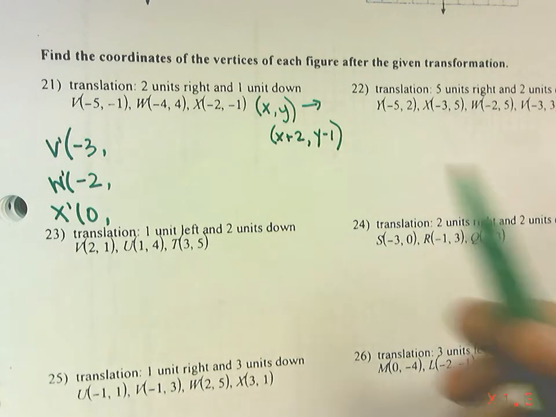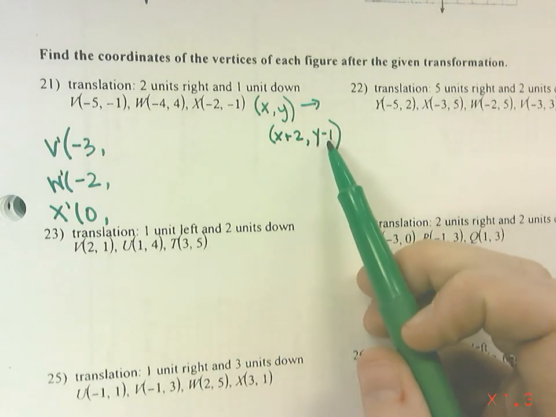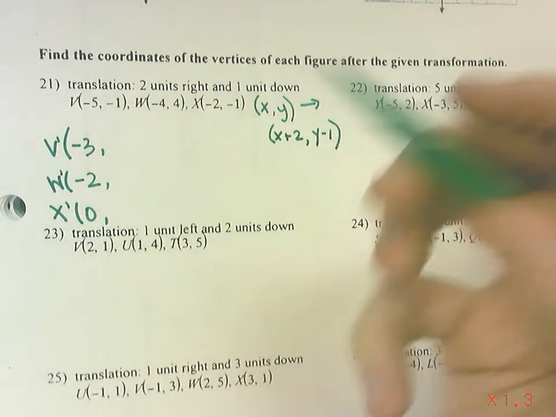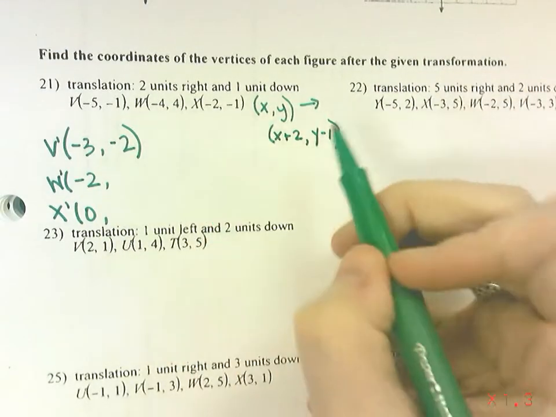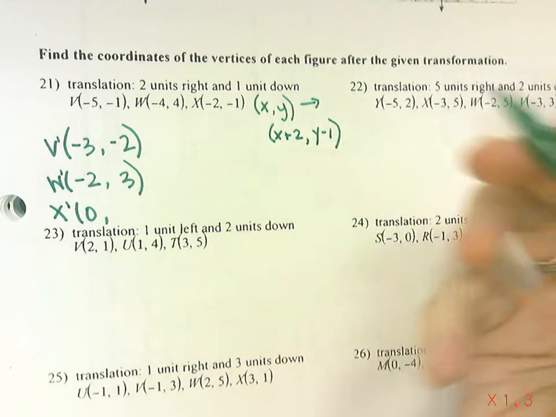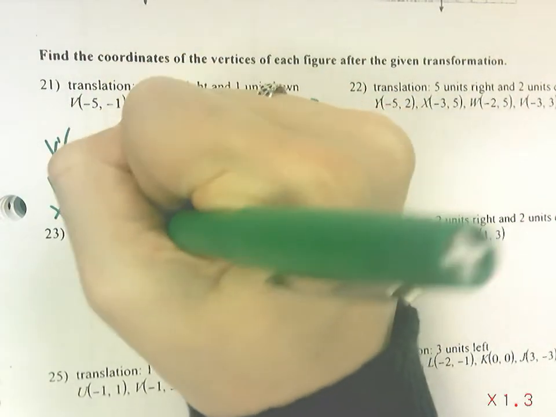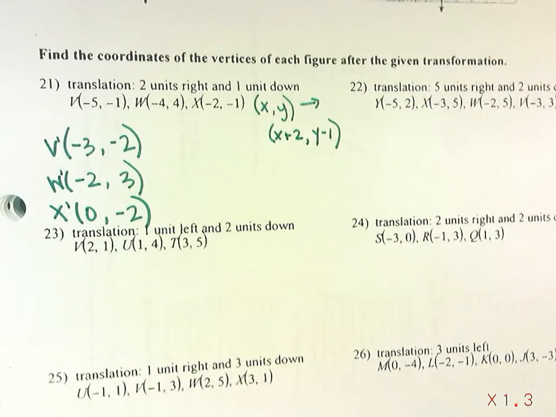Now we're going to do the same thing with y coordinates. So y minus 1. -1 minus 1 is -2. 4 minus 1 is 3. And -1 minus 1 is -2. So there you have all of your new coordinates for your translated shape.